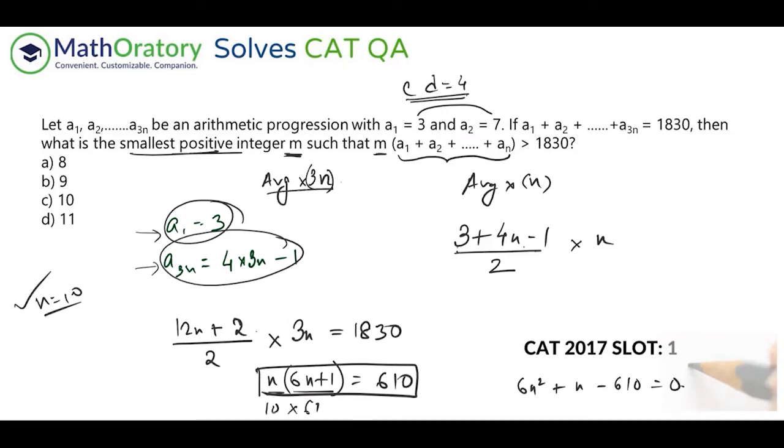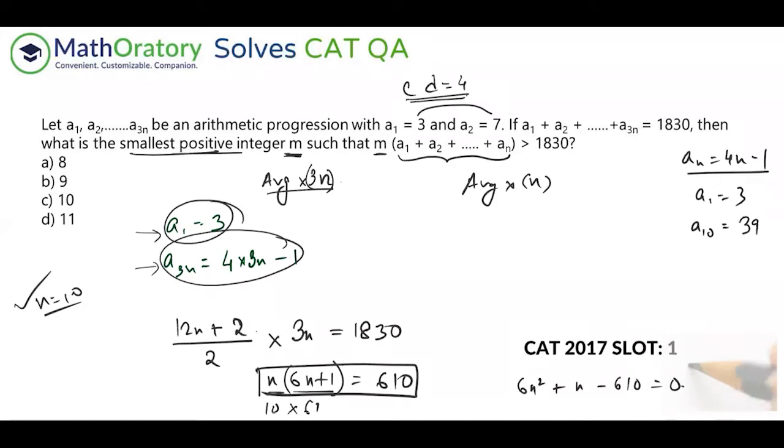But now we know the value of n. n is 10, so we can substitute the value of n as 10. Or what you could have already done is do that beforehand. You know that the nth term in this series is given by 4n minus 1, the first term is 3, and the 10th term, just substituting 10 here, is 4 into 10 minus 1, that is 39. So you know the first term and the 10th term.